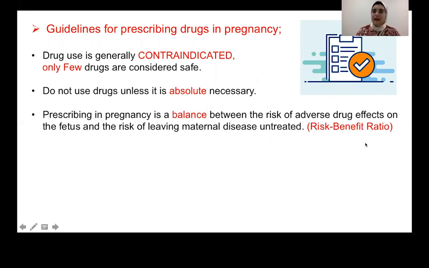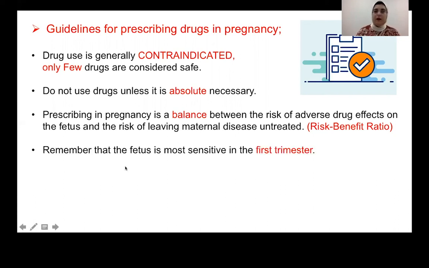Prescribing in pregnancy, as I said, is a balance between the risk-benefit ratio and the risk of adverse drug reactions in the fetus and the risk of leaving the maternal disease untreated. We always have to think, is it better we avoid giving the mother a drug or we must give her a drug for the sake of her life? Also, please remember that the baby is very sensitive during the first trimester and especially the 2nd to 8th weeks.